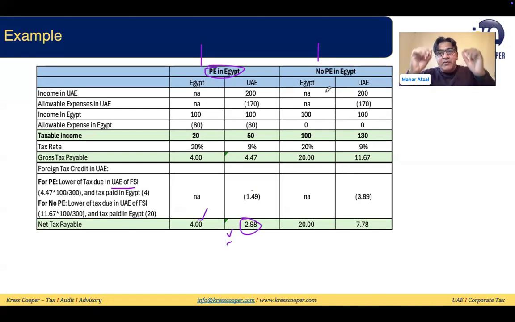But if you don't have any PE in Egypt, or you don't have any company in Egypt, that means you might have given a loan. From the loan, you are generating income. That loan is subject to withholding tax.